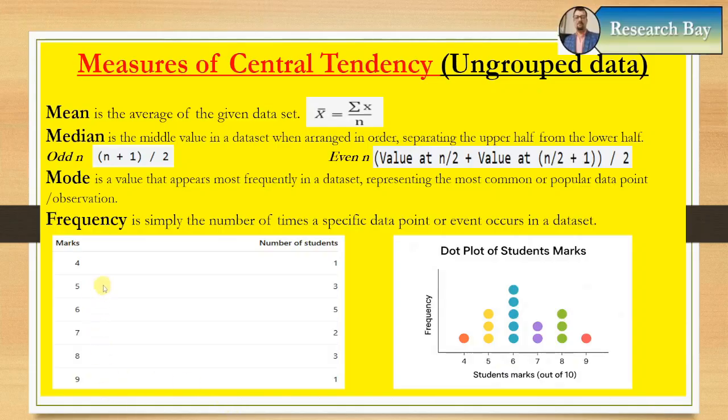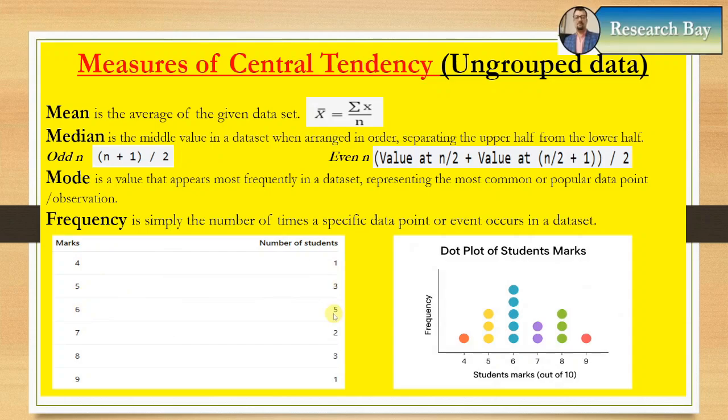As you see here, the marks are mentioned in a series form and the number of students falling on each number are mentioned here. There's no group over here, right? So mean is the average of the given data set. How to take it out? You just add up the different marks after multiplying them with the frequency. Say there's one student on 4, 5 marks is secured by 3 students, 6 marks are secured by 5 students.